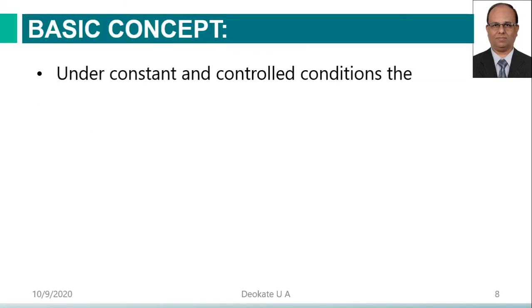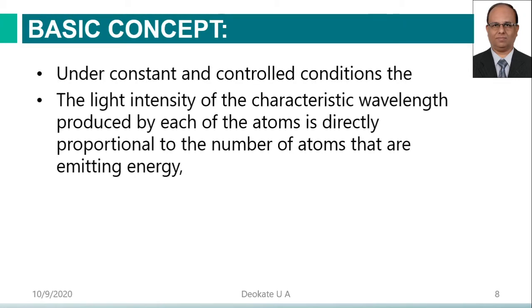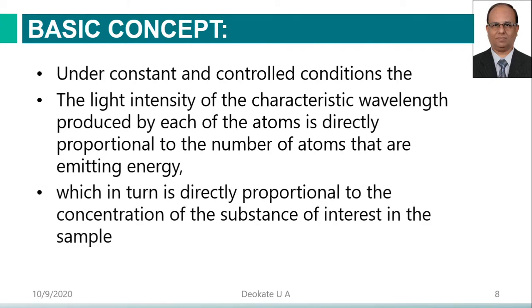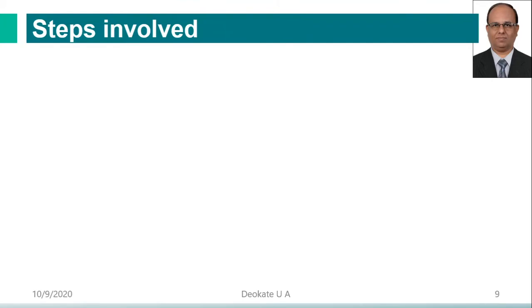Under constant and controlled conditions, the light intensity of characteristic wavelength produced by each atom is directly proportional to the number of atoms that are emitting the energy, which in turn is directly proportional to the concentration of the substance of interest in the sample.